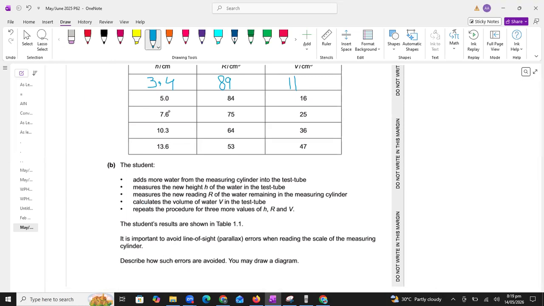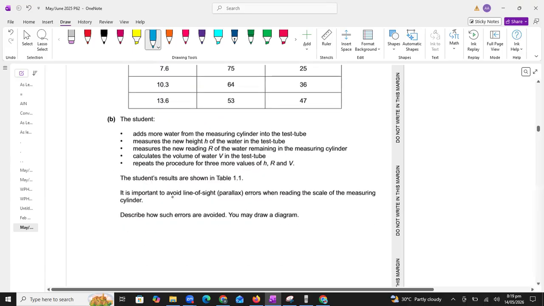He is measuring the height of water in the test tube. Then he is taking 100 centimeter cube of water in the beaker and he will pour the water in the test tube. Then he will measure the remaining amount of water in the measuring cylinder, and then the volume of water. All right. Sorry, in the test tube.